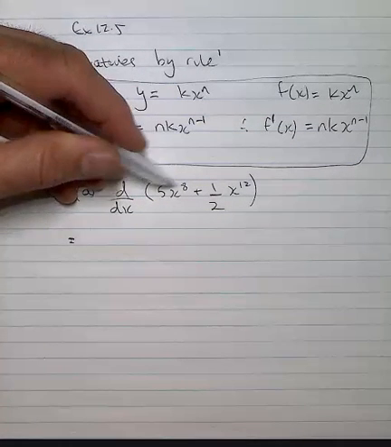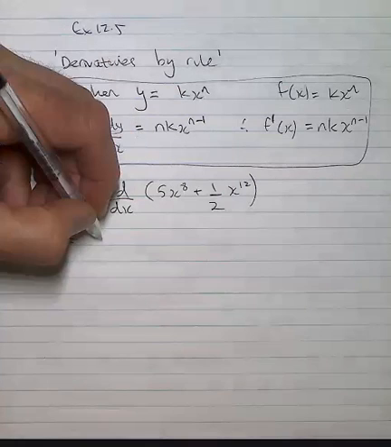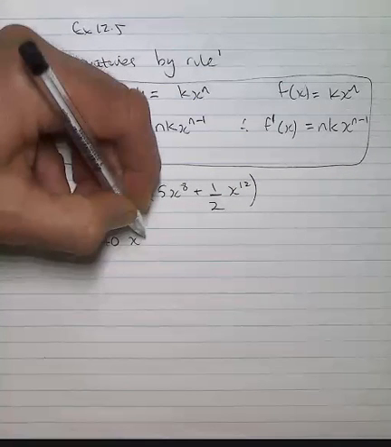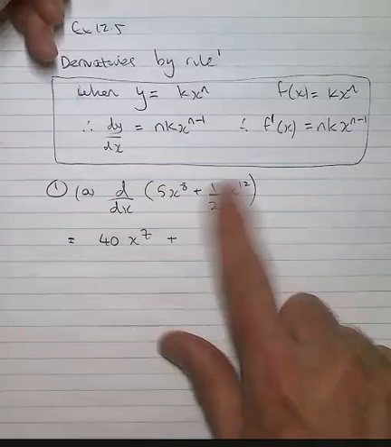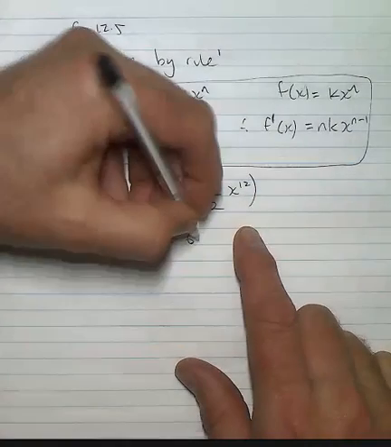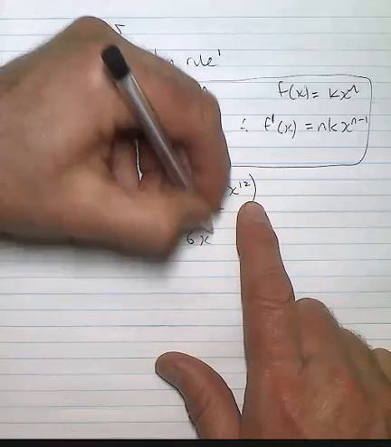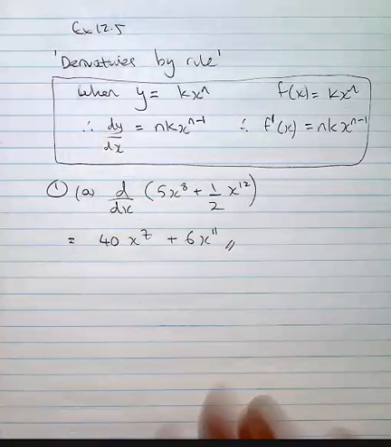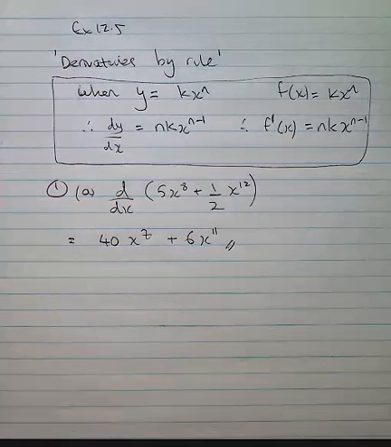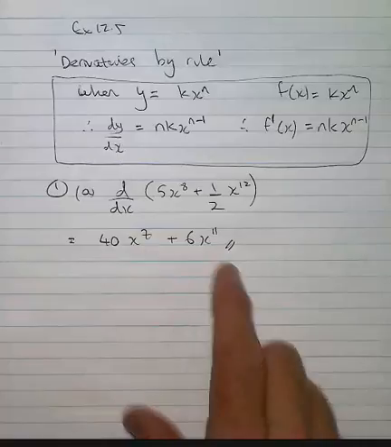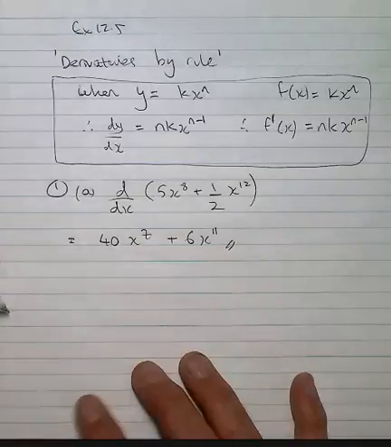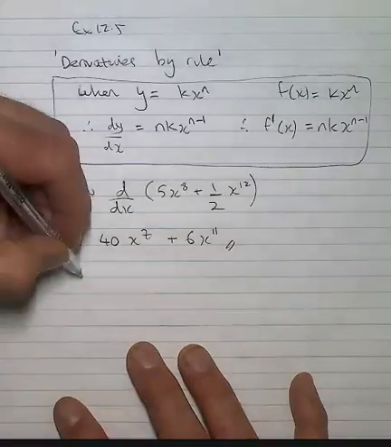I do it in bits. That becomes 8 times 5, which is 40, x to the power of 7. And that's 12 times a half, which is 6. The power reduces by 1, x to the 11. So my final answer, 40 times x to the power of 7 plus 6 lots of x to the power of 11.